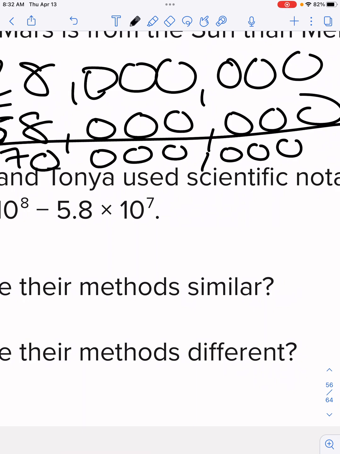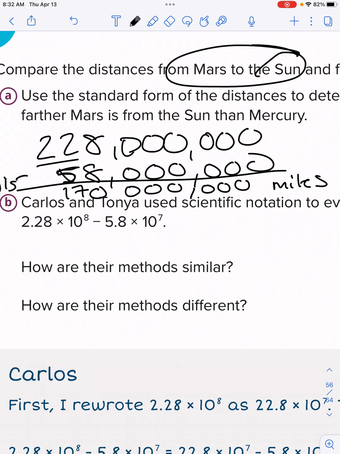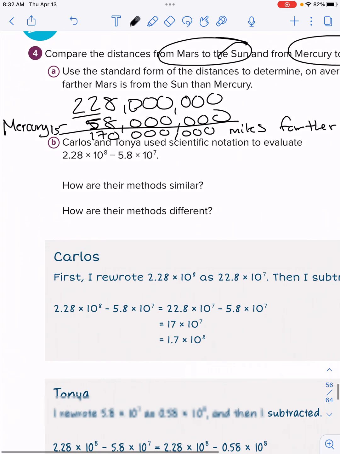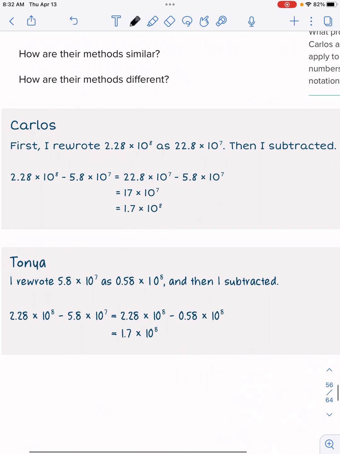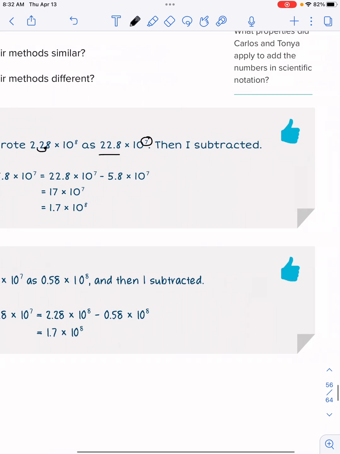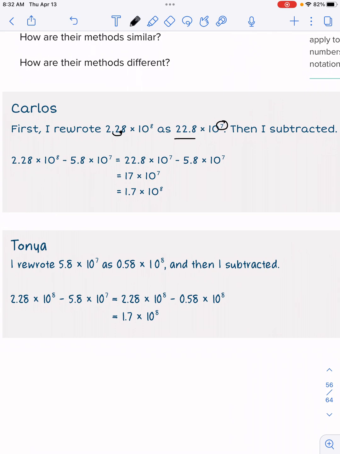So we have to notice things that are similar and different in these two methods here. So we have Carlos and we have Tanya. It looks like Carlos first rewrote 2.28 times 10 to the 8th as 22. So it looks like they moved the decimal point right here in between the 2 and the 8, so that they would get this, but also we have a different characteristic of 7. The reason for that is because we talked about how you have to have the same characteristic. We have the same characteristic right here.